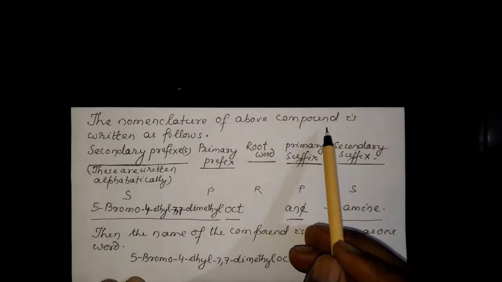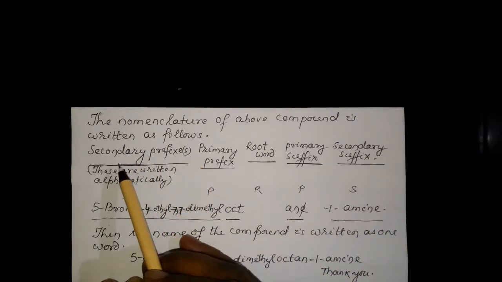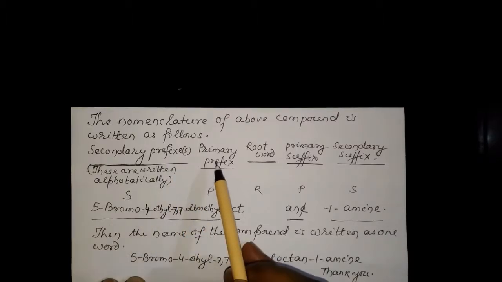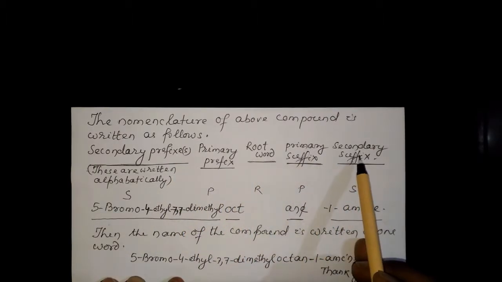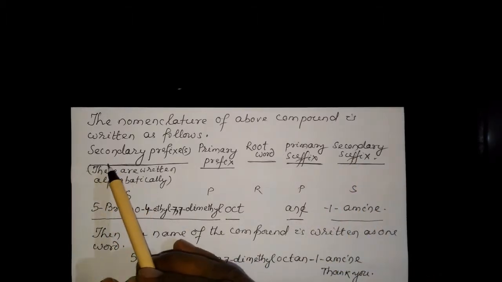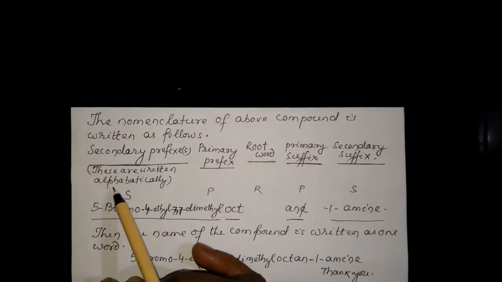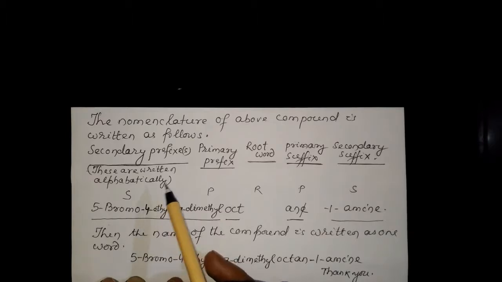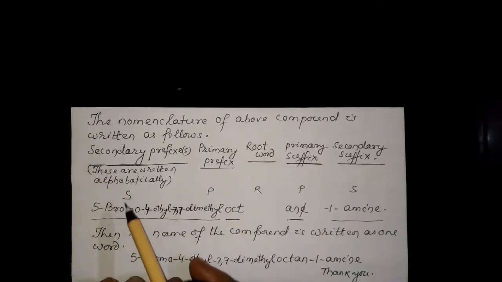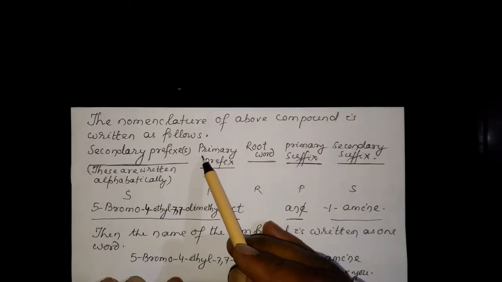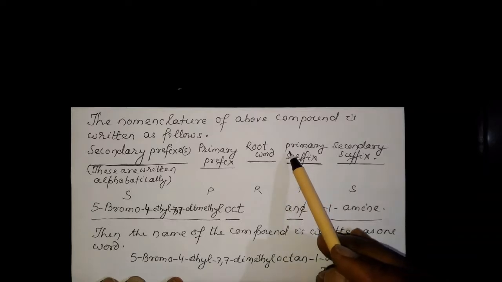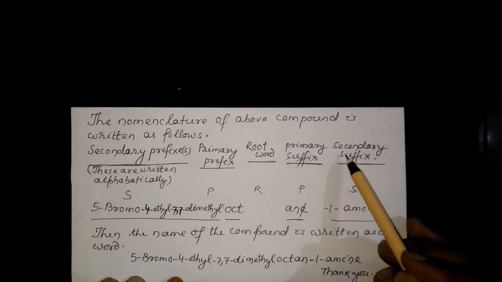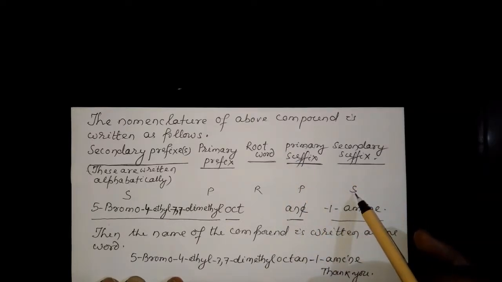The nomenclature of the above compound is written as follows. Secondary prefixes, primary prefix, root word, primary suffix, secondary suffix. Secondary prefixes are written alphabetically. This is given the trick S. P for primary prefix, R for root word, P for primary suffix, S for secondary suffix.